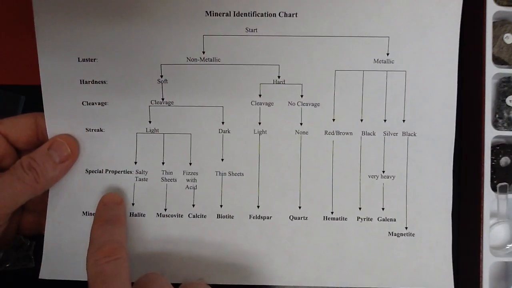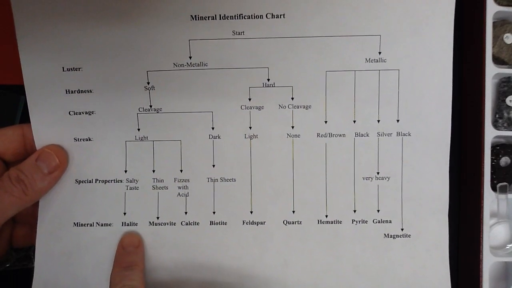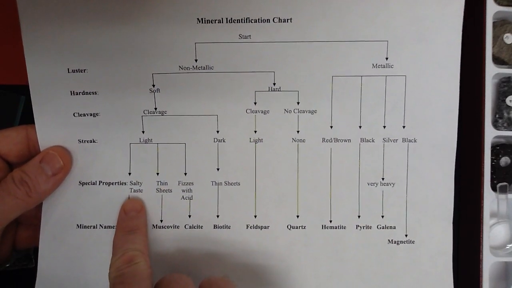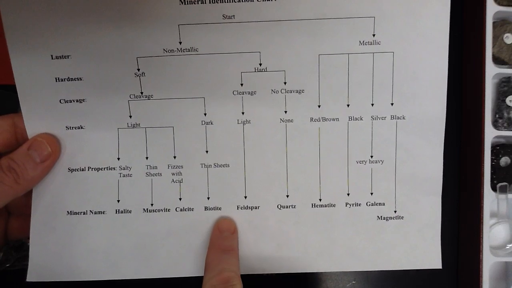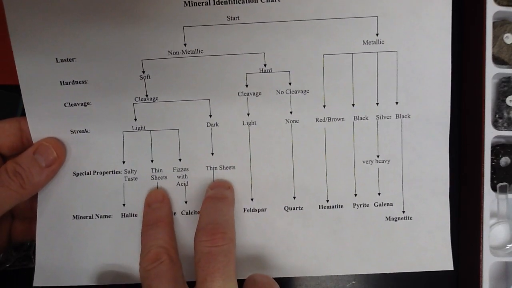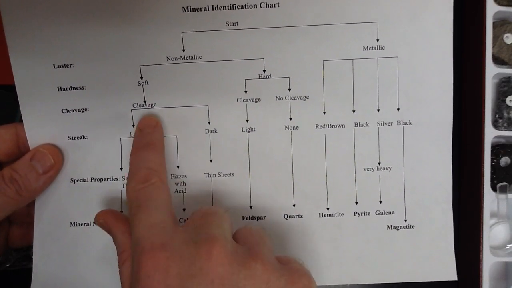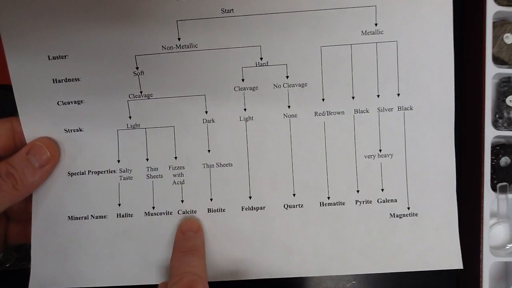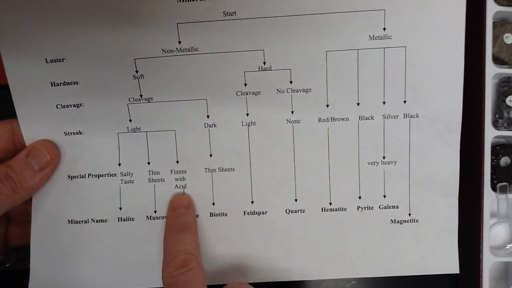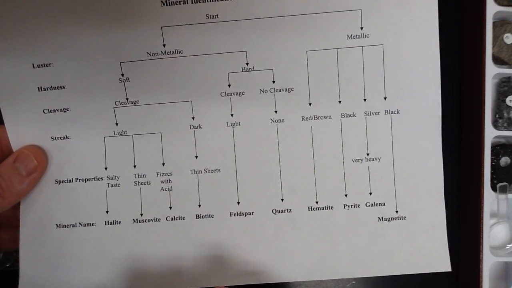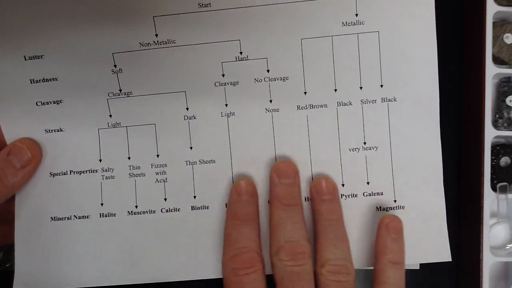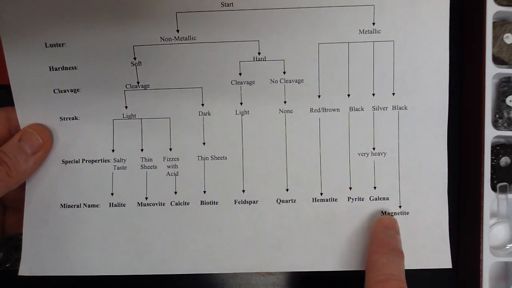Does it have any special properties? For halite, which is essentially table salt, it will have a salty taste. Muscovite and biotite will have thin sheets that they break off into, and that is because of the cleavage. Calcite will fizz with acid, and I will show you what that looks like. And there are not a lot of other special properties.